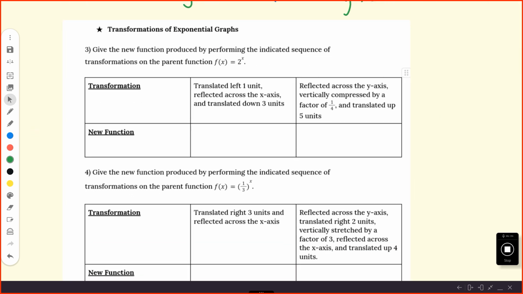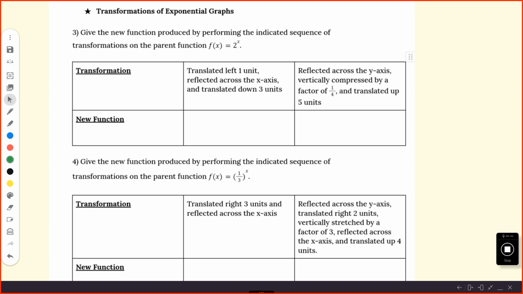Okay, so we are going to write our new function based on the description of the transformations. Give the new function produced by performing the indicated sequence of transformations on the parent function f of x equals 2 to the x. So the given parent function's base must be used in our new function. So if the base is 2, we have to include the base 2 in our new function. Okay, so I'm just going to write g of x because we're writing our new function.